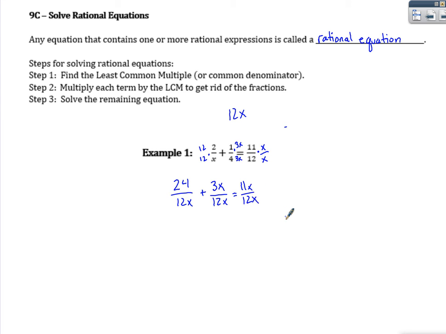Now, once I do that, having those 12x's all in the denominator, I can basically get rid of them. And so now I have 24 plus 3x equals 11x, and this is an equation that you should have learned how to solve in Algebra 1. So I need all my x's on the same side. 24 equals 8x, divide by 8, and x equals 3.